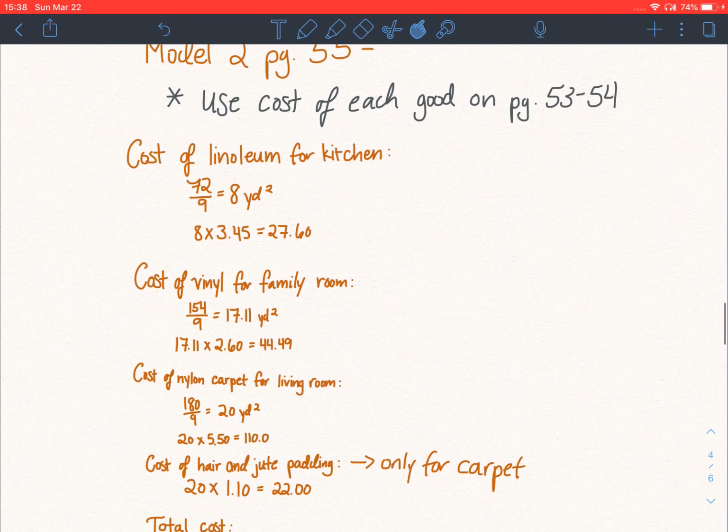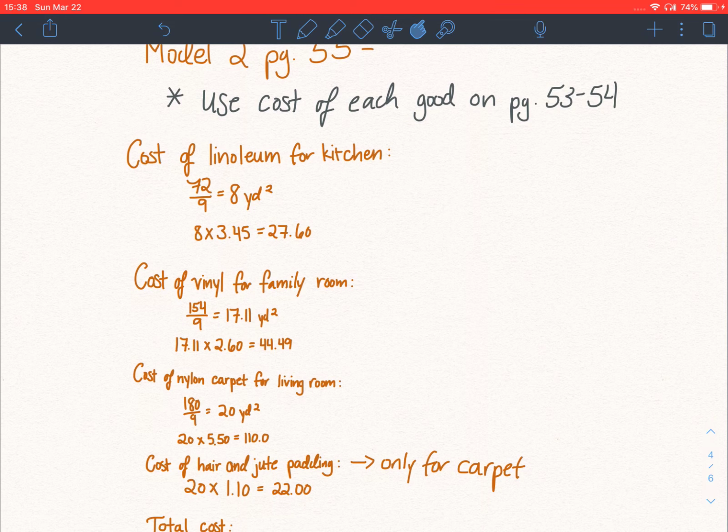So model 2, the problem states your kitchen is 72 feet squared, your family room is 154 feet squared, and your living room is 180 feet squared. Based on the cost table provided, calculate the total cost to lay linoleum on your kitchen floor, vinyl on your family room floor, and nylon carpeting with hair and jute padding in your living room floor. Assume you purchase the items at the lowest prices listed. Okay? So as you noticed on pages 53 and 54, they do go in a range. So just take the lower number and apply that to the specific problem.